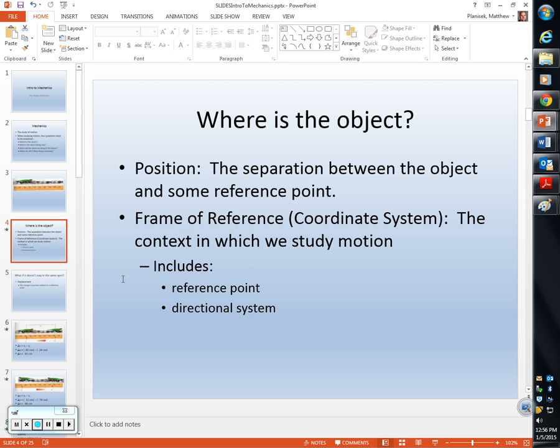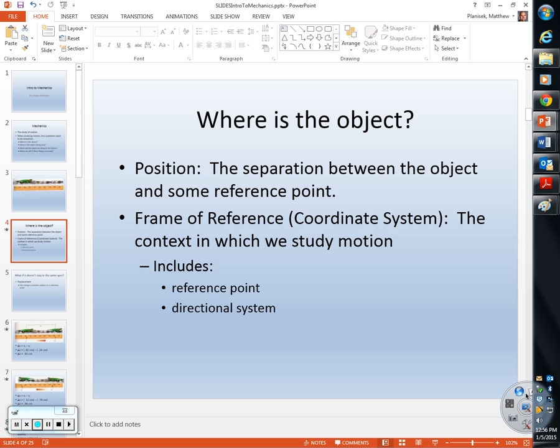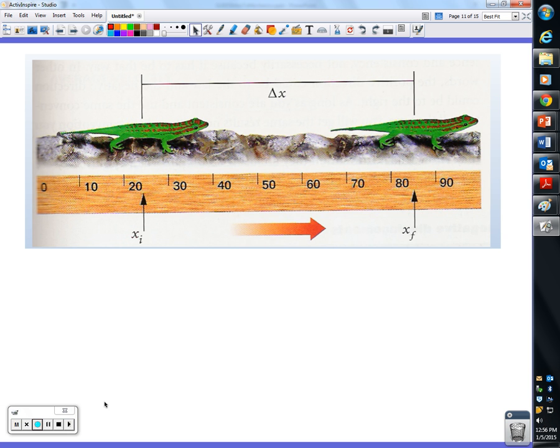So, let's jump from here to here. Okay? So here's this iguana, and he's moving along these rocks. You have kind of a picture of this iguana, but it's a little bit more detailed up on the board than it is on your picture, and you'll see why here in just a second.